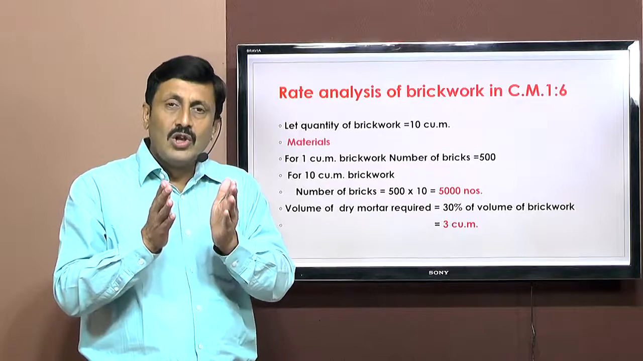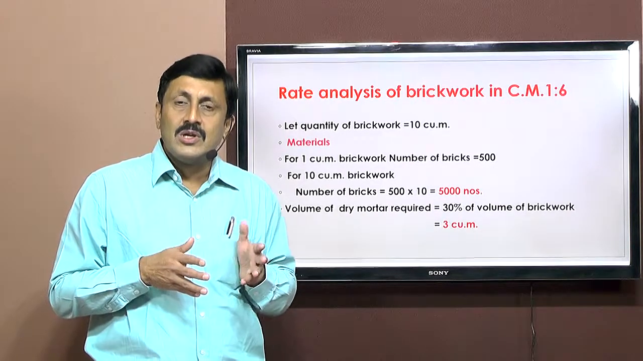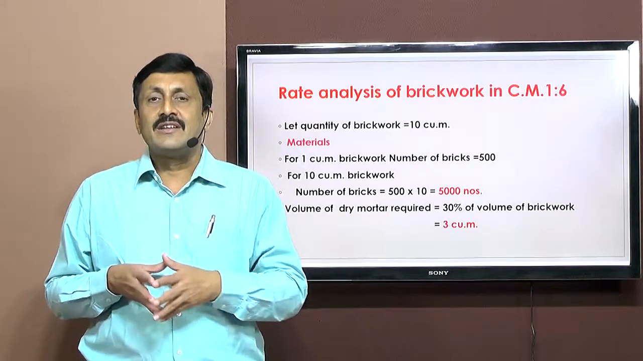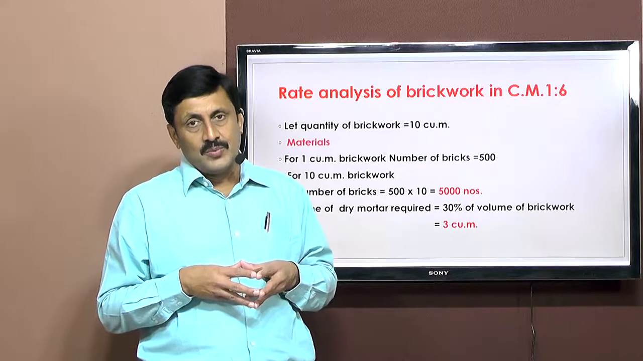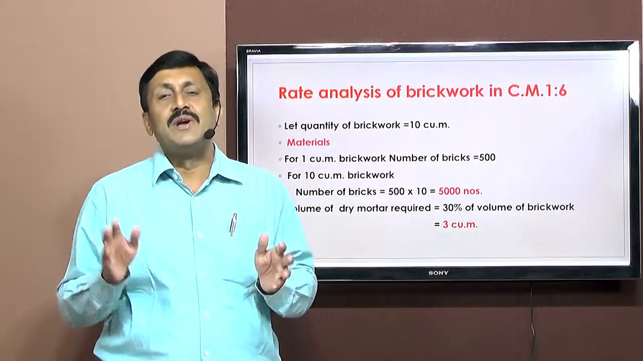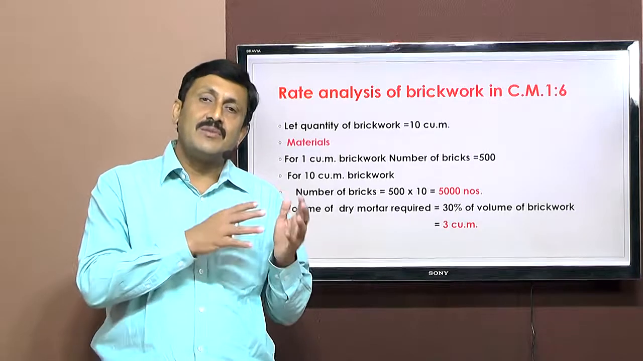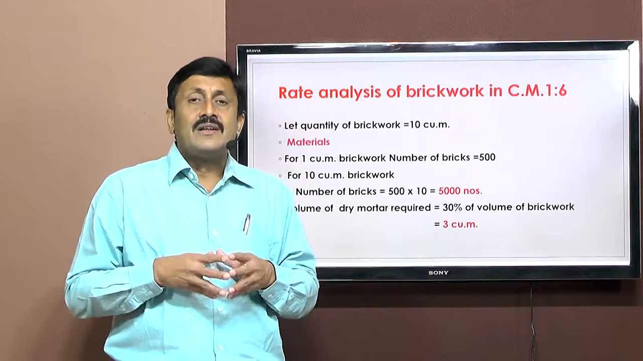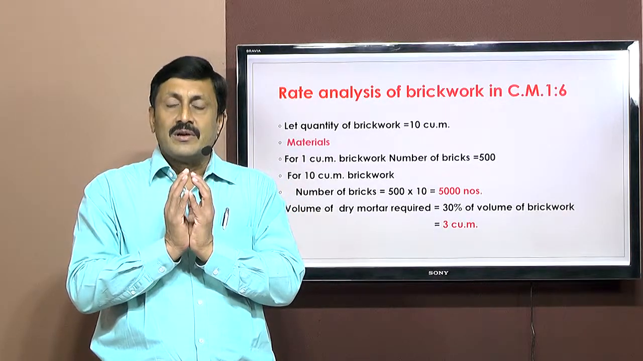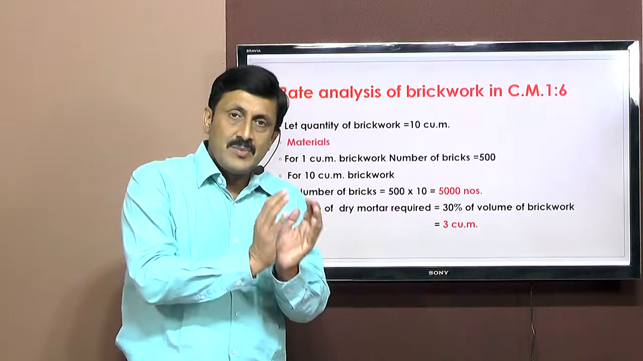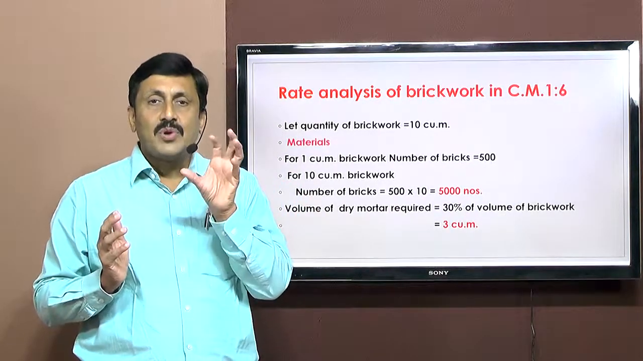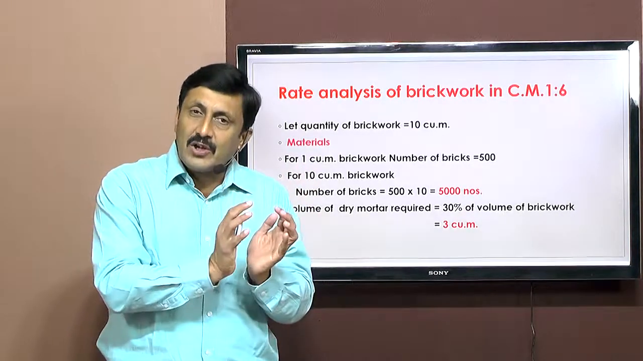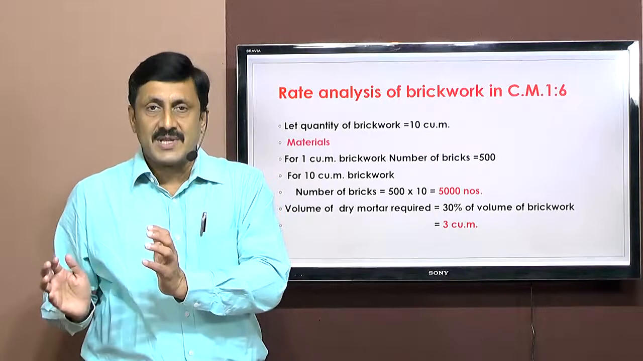Now as you know, volume of brickwork is 10 meter cube. So 30% of that is 30% of 10, that comes to 3 meter cube. So volume of dry cement mortar required for this 10 meter cube brickwork will be equal to 3 meter cube. Now understand that this 3 cubic meter dry cement mortar includes cement and sand, and proportion of cement and sand is 1:6. That is, 1 part of cement is mixed with 6 parts of sand.